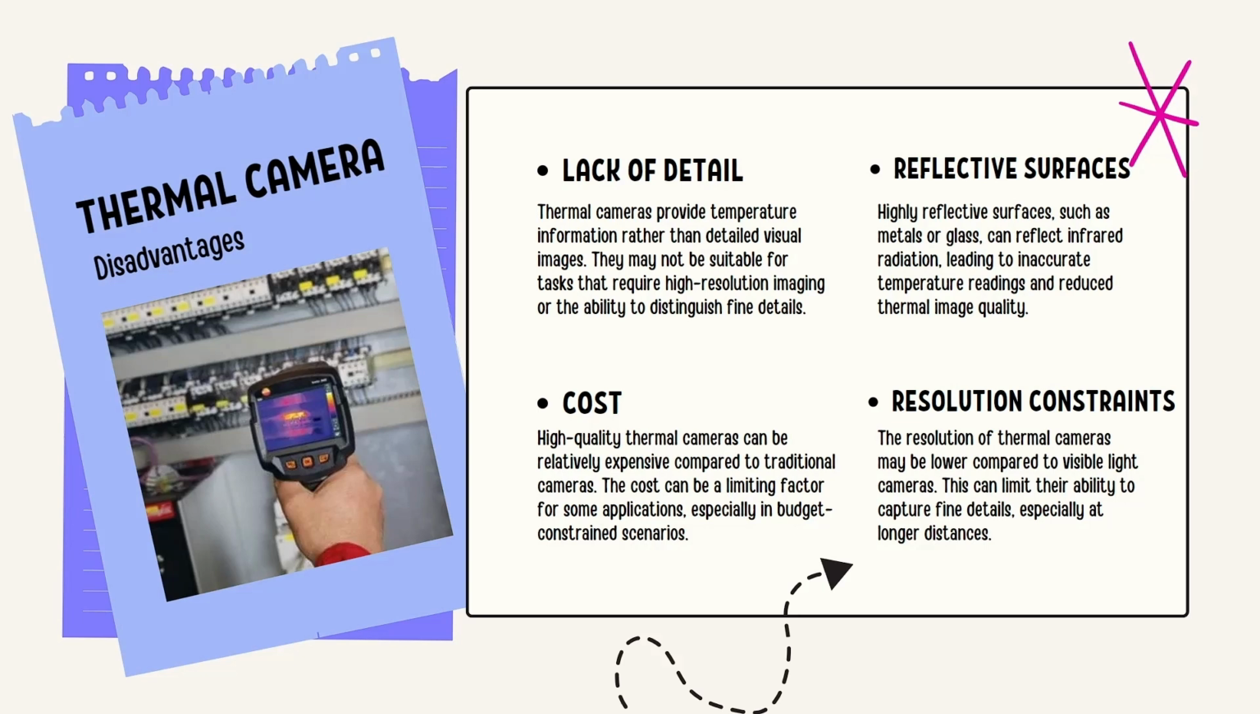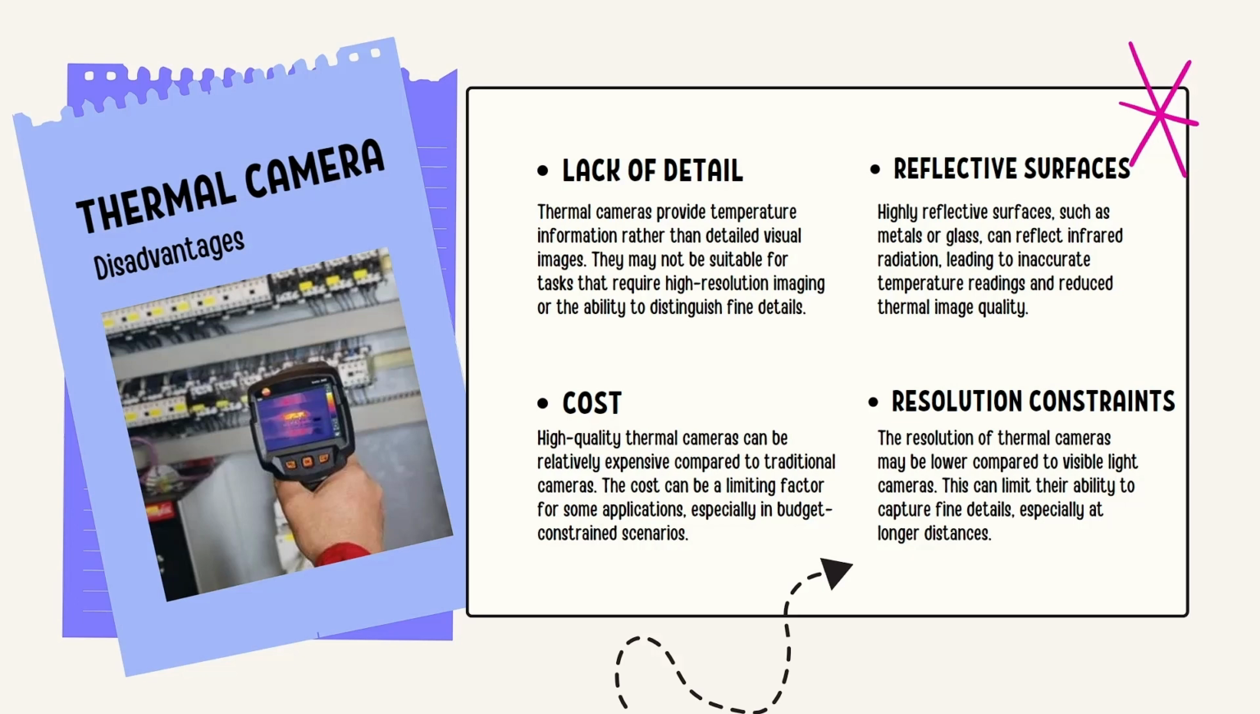Next, we move on to reflective surfaces. Like I said, glares or normal reflections do not affect the temperature readings of the camera, right? But highly reflective surfaces, such as metals or glass, can in fact reflect infrared radiation, leading to inaccurate temperature readings and overall reduced thermal image quality.